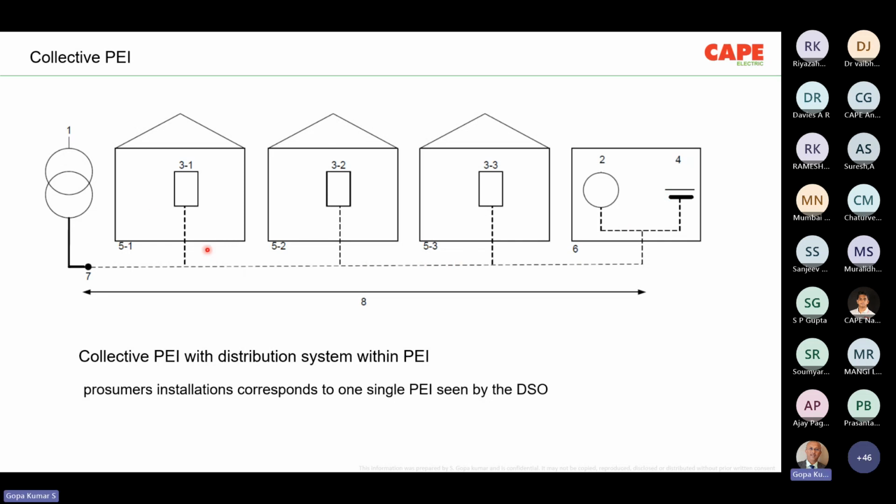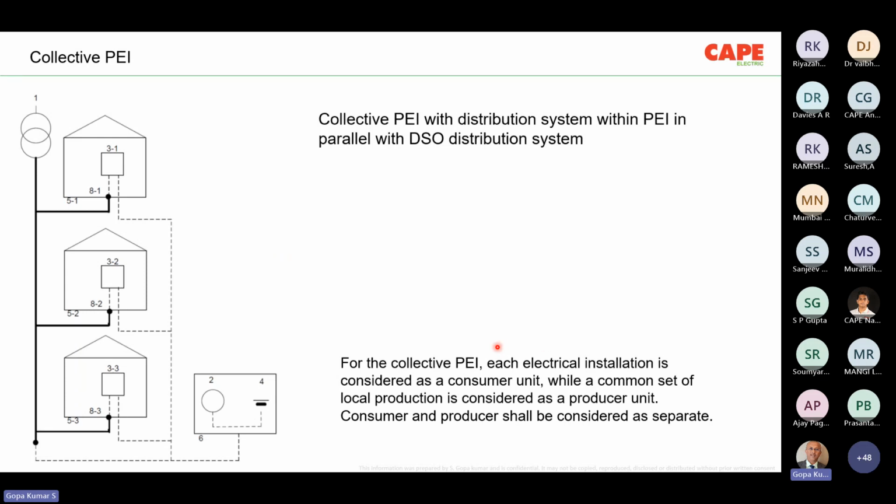So this kind of a system, for example, if we look at an apartment: multiple users and one generation and storage system. This is called a collective prosumer electrical installation with a distribution system within the PEI, because the distribution is the responsibility of the prosumer electrical installation. The whole distribution system, this dotted line, belongs to the prosumer. It doesn't belong to the distribution company.